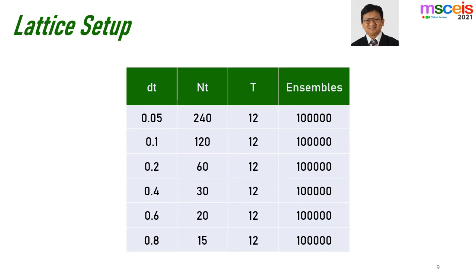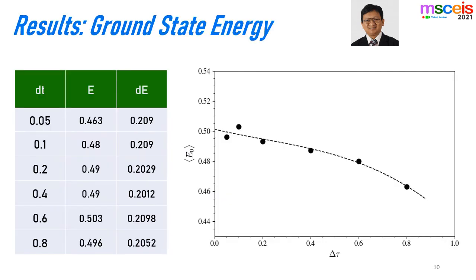So this is the setup. We use 6 different time sizes and time spacings, which will give us the same value of t. There are 100,000 ensembles, that means 100,000 different paths. So this is the result for the ground state energy. We found that as delta tau became closer to 0, it goes to 0.5, which is the analytical value that we know.